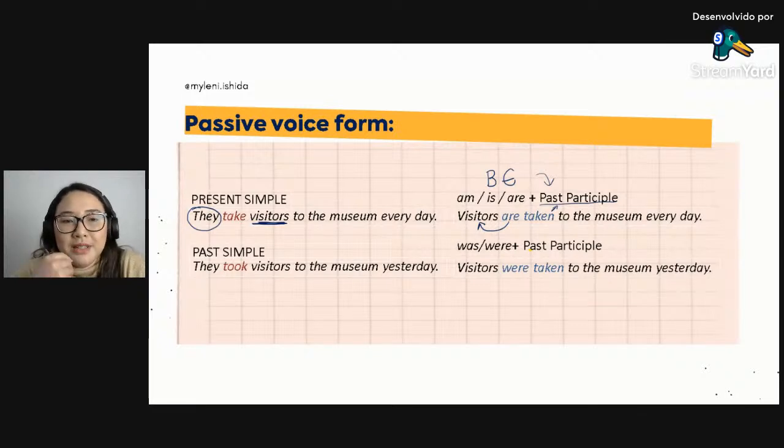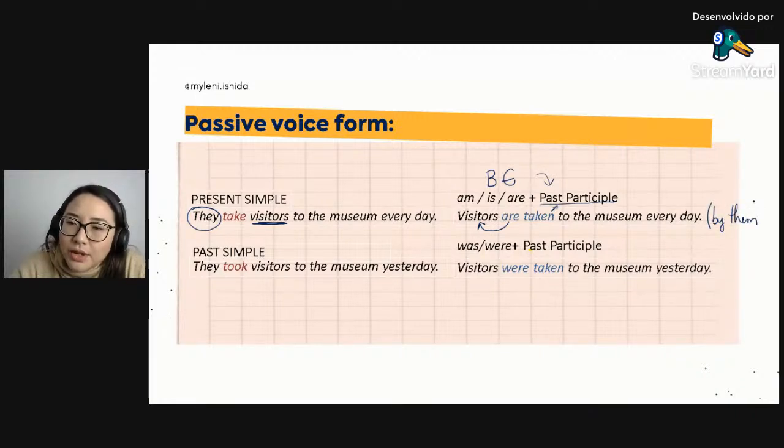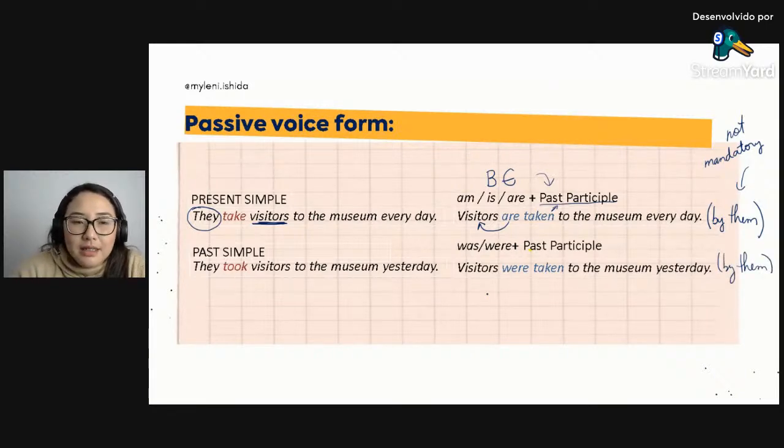Who took the visitors to the museum yesterday? I didn't say in the second sentence, right? In the passive voice, I don't say who did, or it's irrelevant. But you can say, teacher, I want to say. So visitors are taken to the museum every day by them. You can do that. But I'm going to put in brackets here because it's not mandatory. When I say it's not mandatory, it means it's not an obligation, okay? Why it's important, okay?